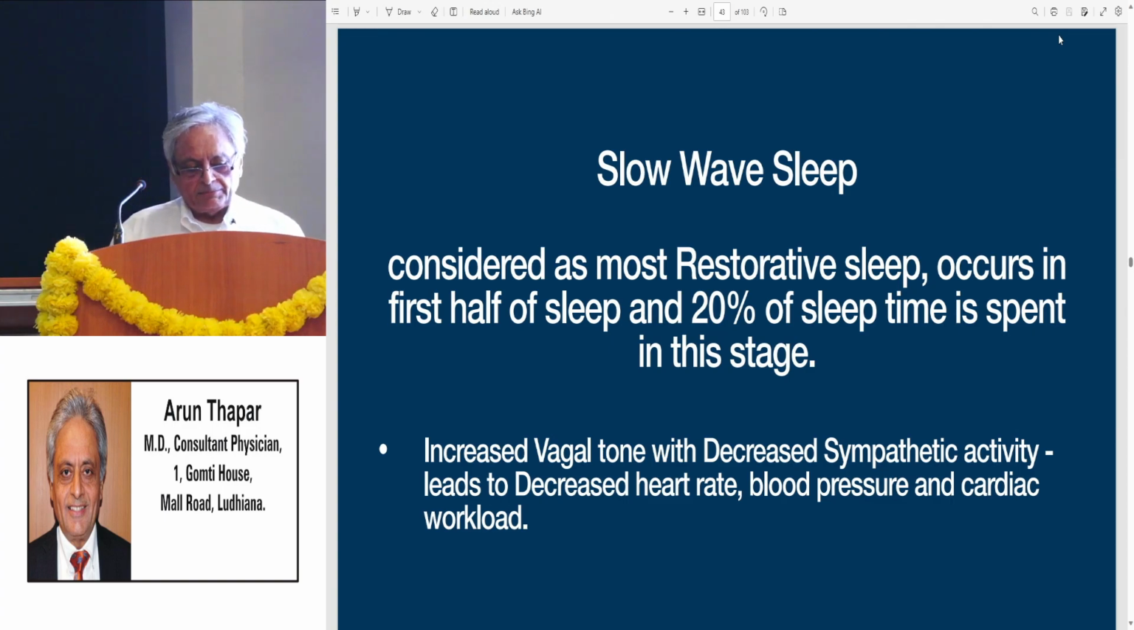Slow wave sleep is considered the most restorative sleep, occurs in the first half of the sleep, and 20% of sleep time is spent in this stage. This is important for a few other diseases which I will be touching on later. And there's increased vagal tone and decreased sympathetic activity, which lead to a decrease in the heart rate. It's like bradycardia is there. There is a decrease in the blood pressure, and the cardiac workload also gets decreased.